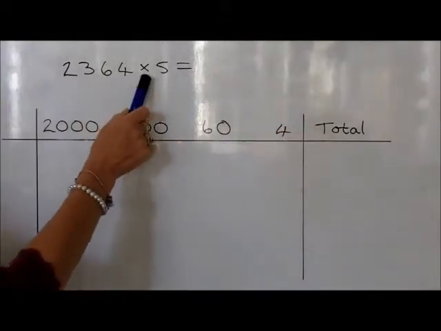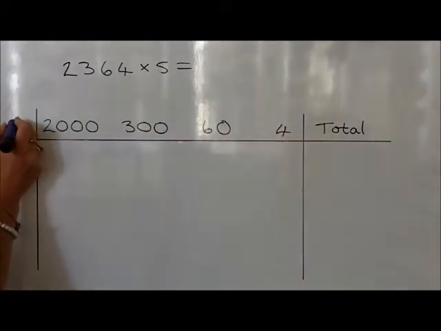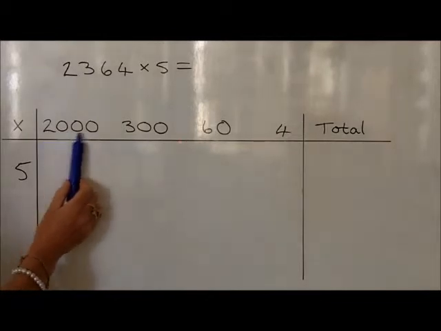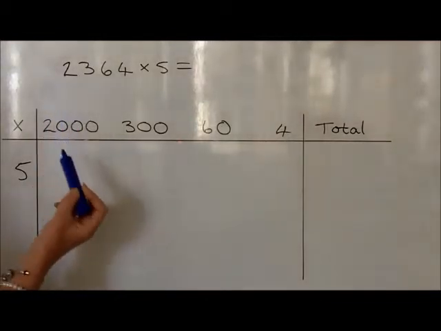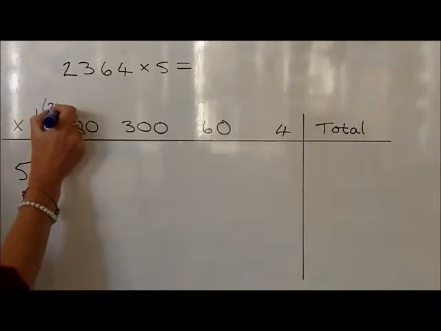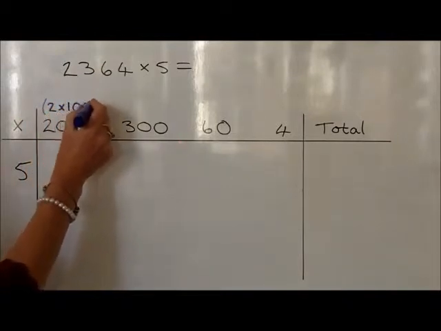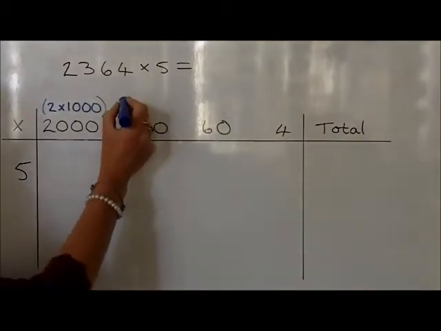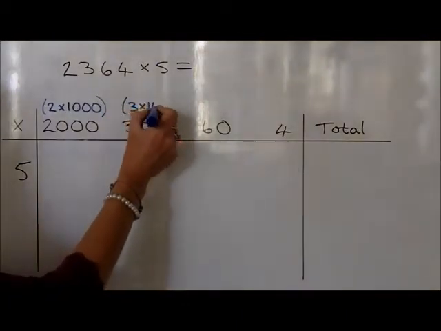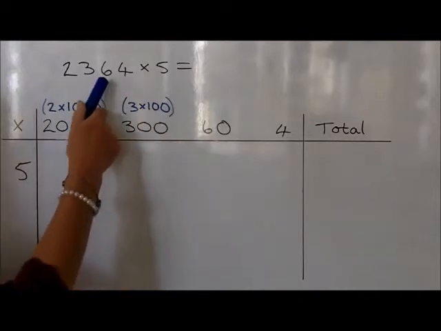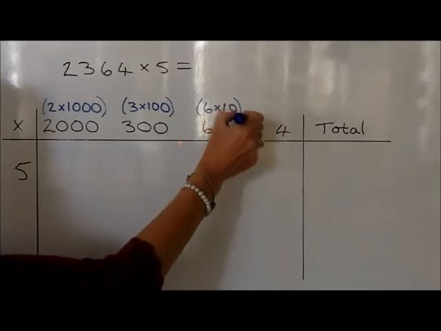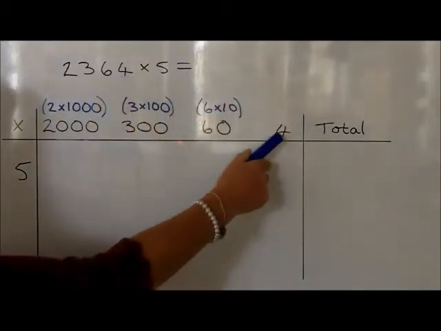We're multiplying this all by 5, so we put our multiply at the side and by 5. And then to help with the calculation, we write this 2,000 as a 2 in the thousands, so that's 2 times 1,000. The 3 in the hundreds, we write as 3 times 100. The 6 in the tens, we write as 6 tens. And then the 4 in the units, we leave as 4.